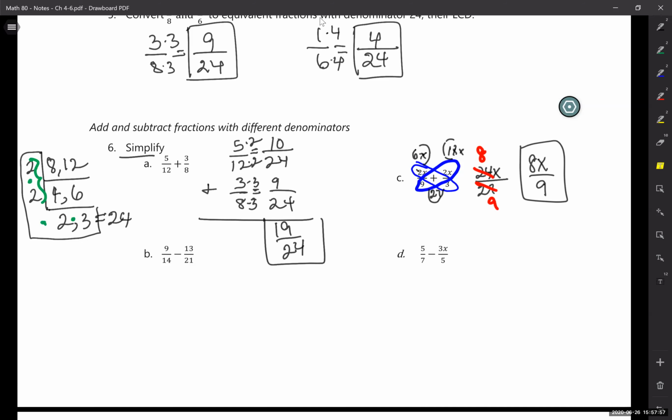So 14 and 21 have a 7 in common. That goes in 2 times, it goes into 21 3 times. And so now I have 7 times 2 times 3, which equals 42.